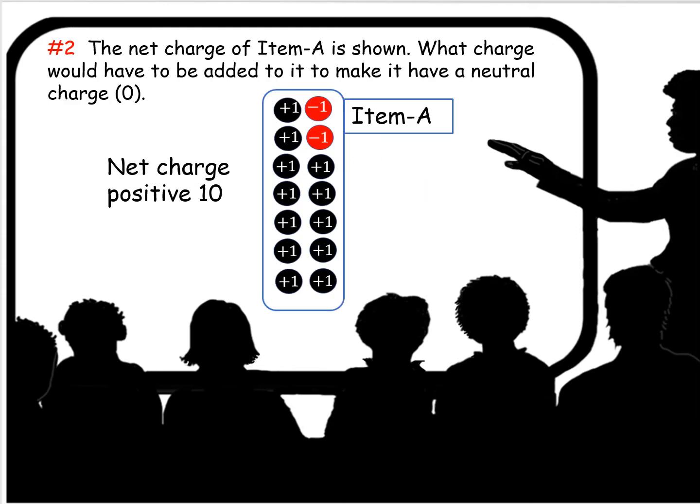Here's problem number 2. The net charge of item A is shown. What charge would have to be added to it to make it have a neutral charge? A neutral charge, of course, would be 0, because 0 is neither positive nor negative. This item has a net charge of positive 10.